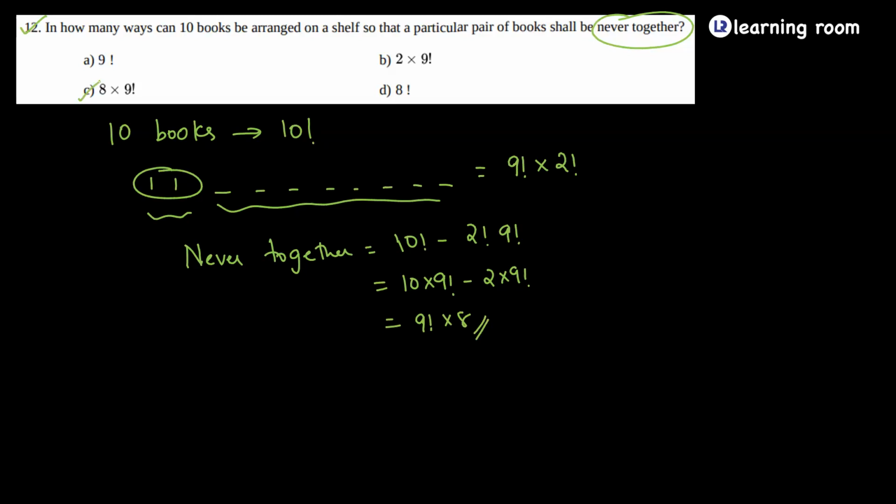Is the point clear? You want me to explain the second step? See, did you read the question? They are asking shall never be together. So what I did is, I considered them to be together as one of the situations. When they are together, they both are considered as one object. So how many more books are left out? You have 8 only, because out of 10 you already used 2. So 8 plus this 1 is 9. The 9 objects can be arranged among themselves in 9 factorial ways, and these 2 books can be arranged among themselves in 2 factorial. So when I do the calculation, I'll get 8 into 9 factorial. Am I clear?